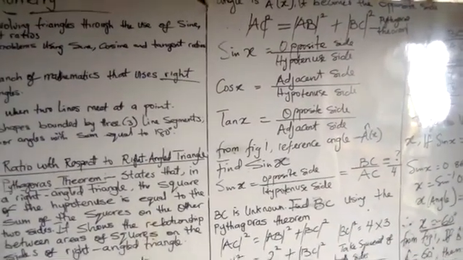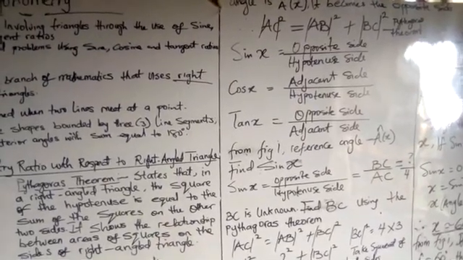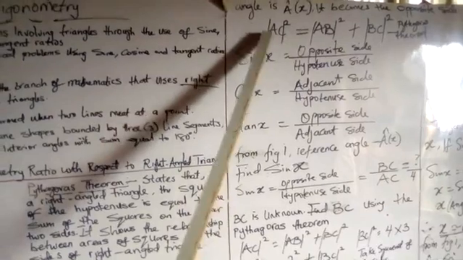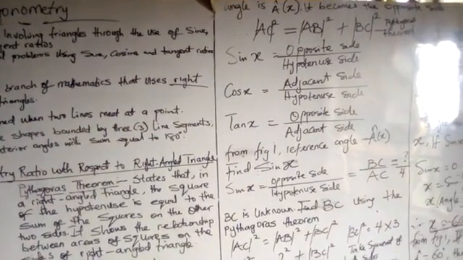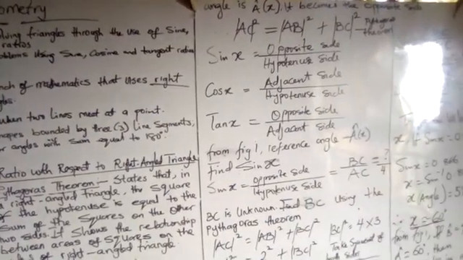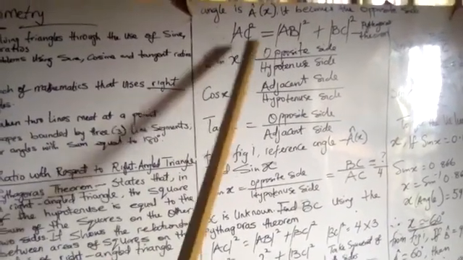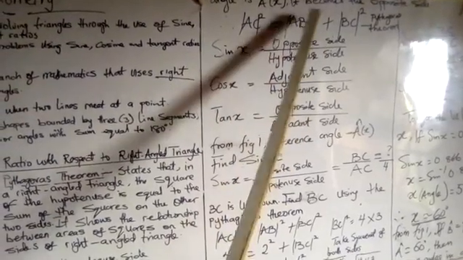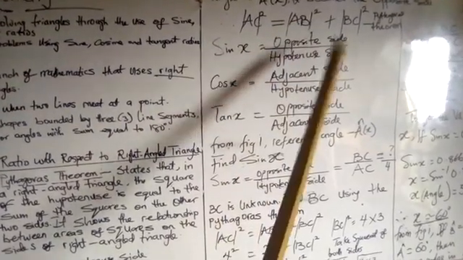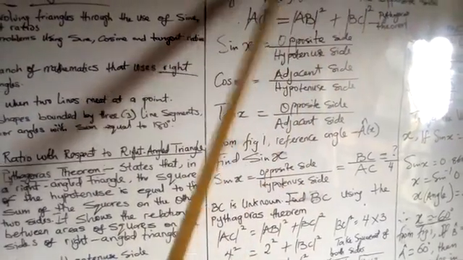Now, for Pythagoras theorem, consider this triangle now. I said AC, this AC is the hypotenuse, which is the longest side. AC square will be equal to AB square plus BC square. That is that. Please take note of that.